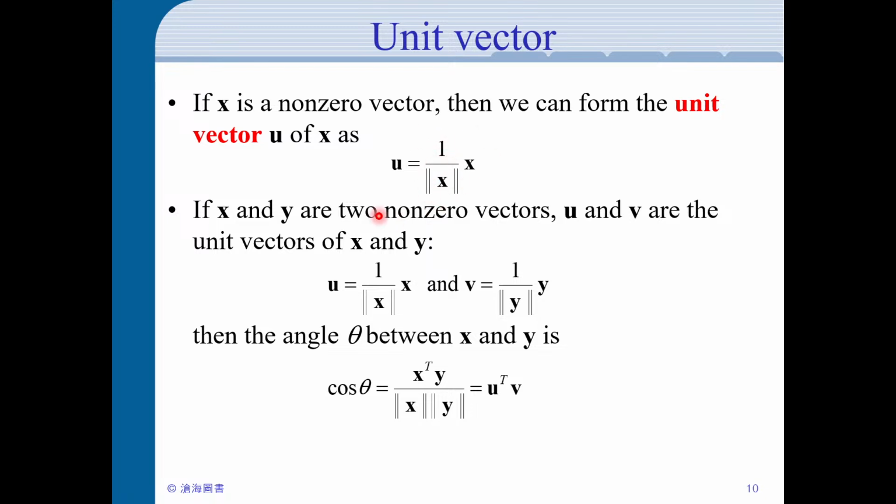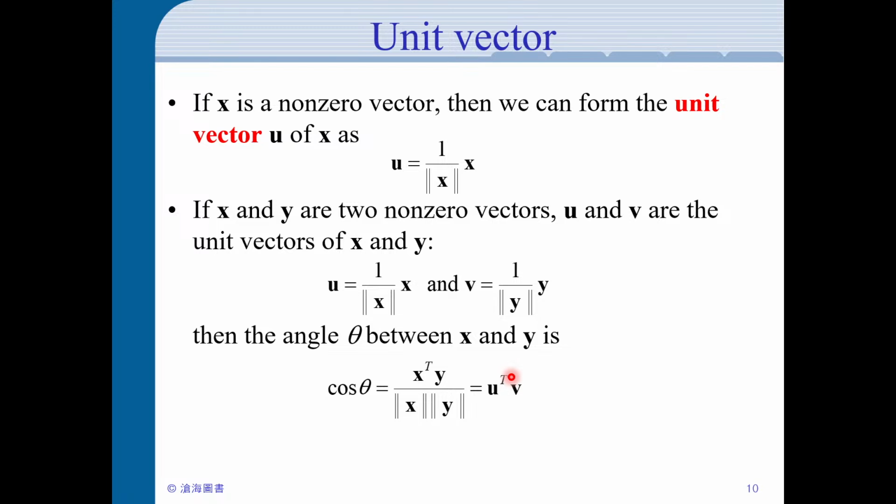Okay. So you can find this unit vector of x, and obviously you can also find a unit vector of y, and let's call it v. And so one good thing about these unit vectors is that you can express the angle between x and y a little better. As we said, the cosine theta is the inner product of x and y divided by the length of x, length of y, and then you can think of this as x transpose divided by the length of x times y divided by the length of y, and so that's u^T times v.